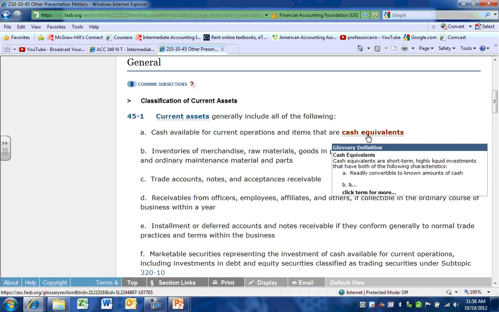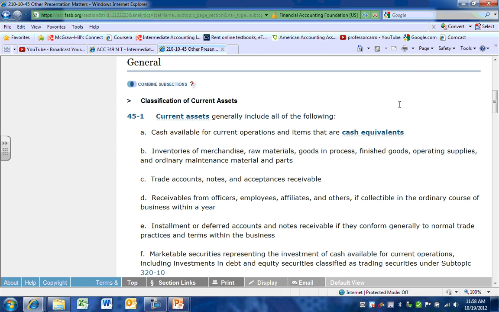And we see that a cash equivalent is a short-term, highly liquid financial instrument such as a T-bill or commercial paper. The rules on cash equivalents we will review in Intermediate 2, but for now you should know that cash equivalents have a maturity date of 90 days or less.